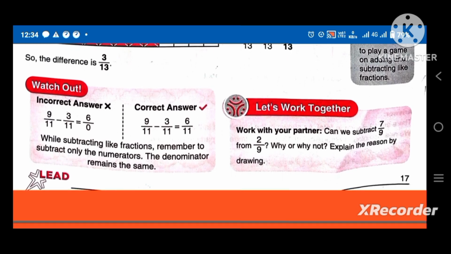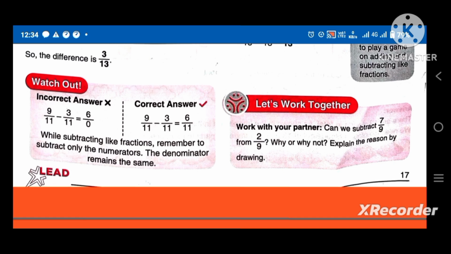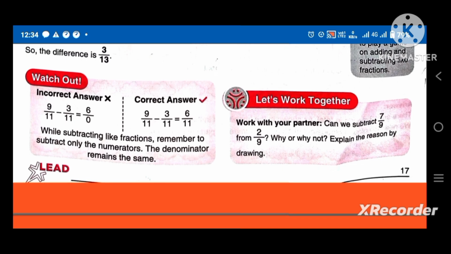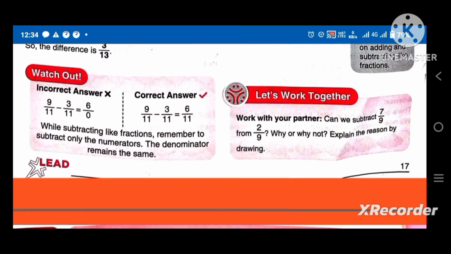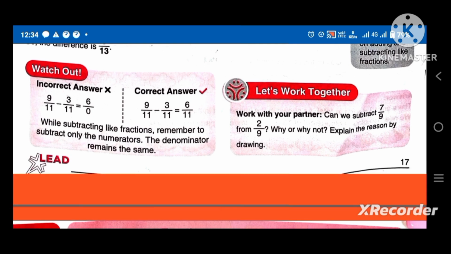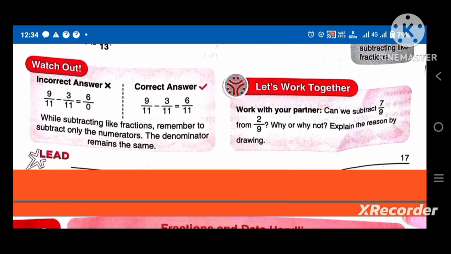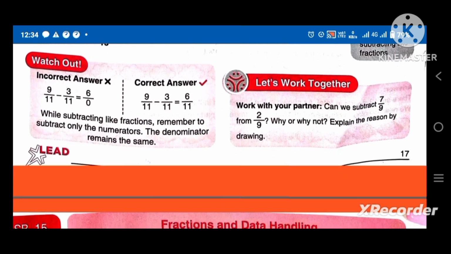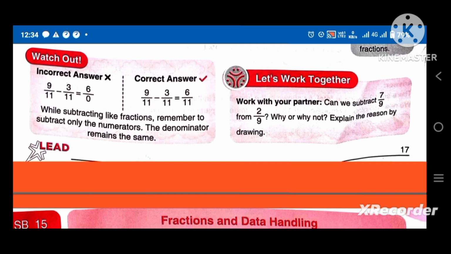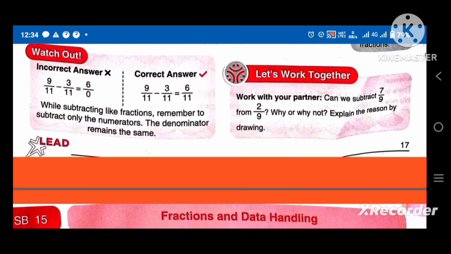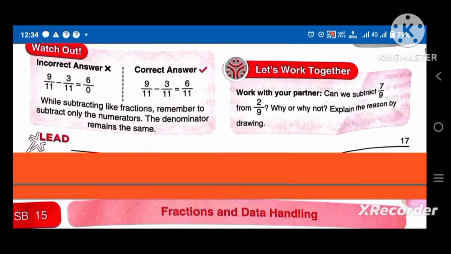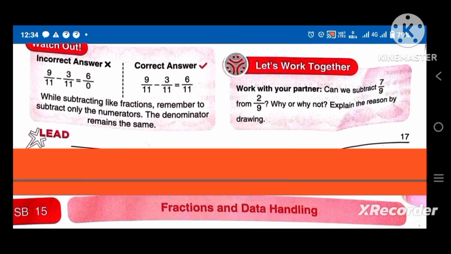Watch out, incorrect answer. 9 by 11 minus 3 by 11 is equal to 6 by 0. This is incorrect. Correct answer is 6 by 11. While subtracting like fractions, remember to subtract only the numerators. The denominators remain the same.